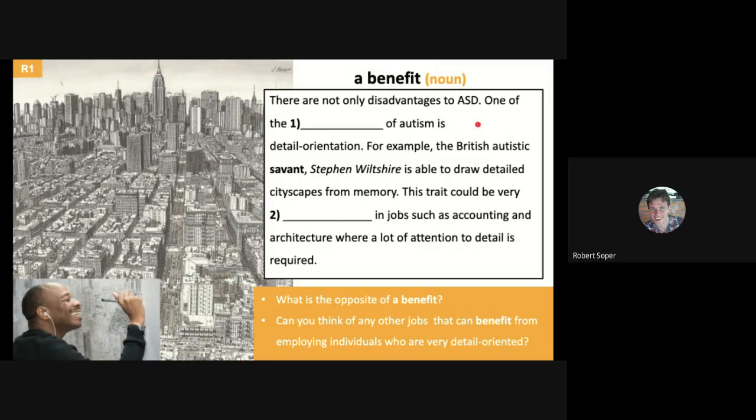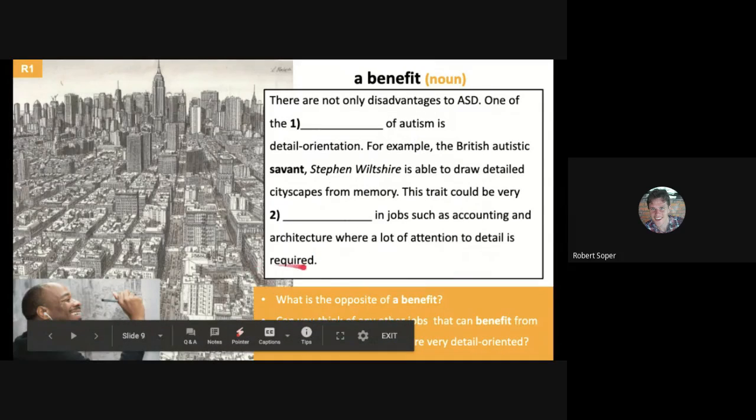Okay, let's press on. There are not only disadvantages to ASD, one of the benefits with an S of autism is detail orientation. For example, the British autistic savant Stephen Wiltshire is able to draw detailed cityscapes from memory. This trait could be very beneficial in jobs such as accounting and architecture, where a lot of attention to detail is required.